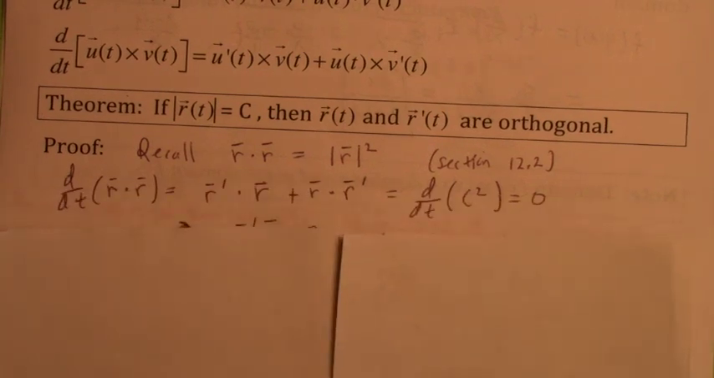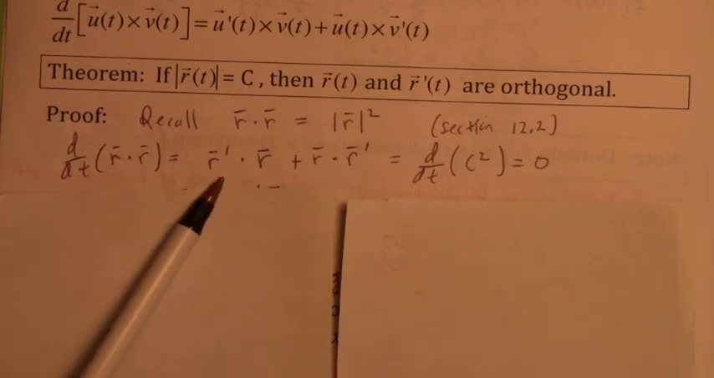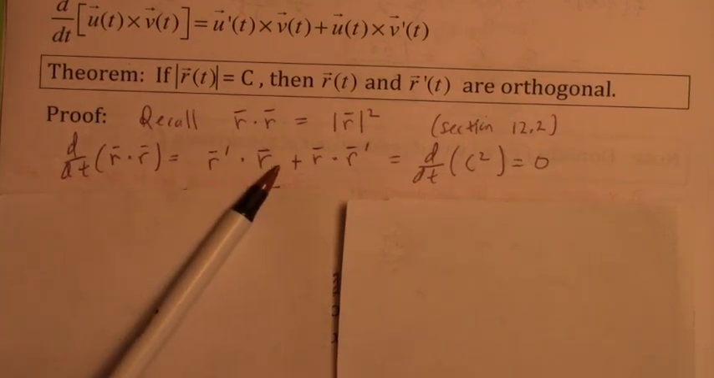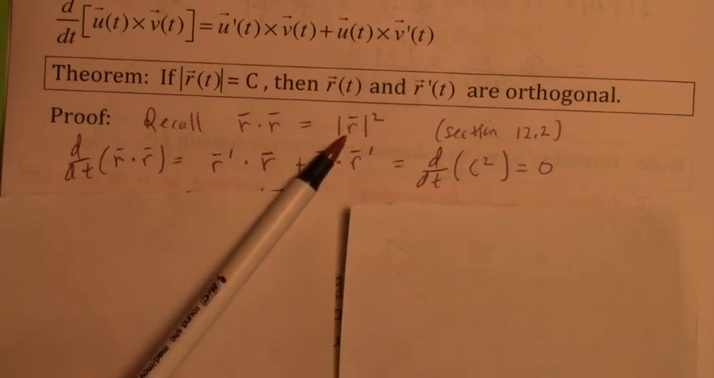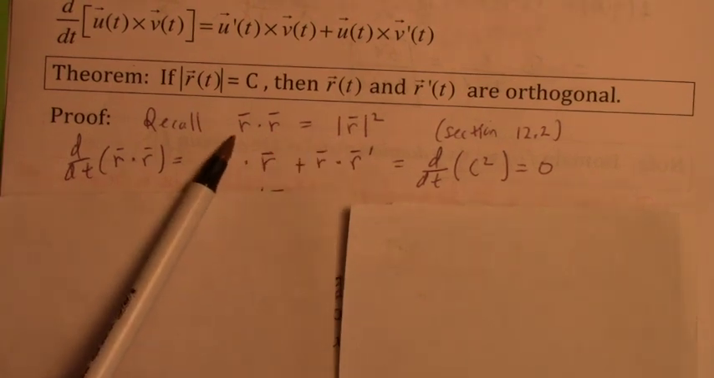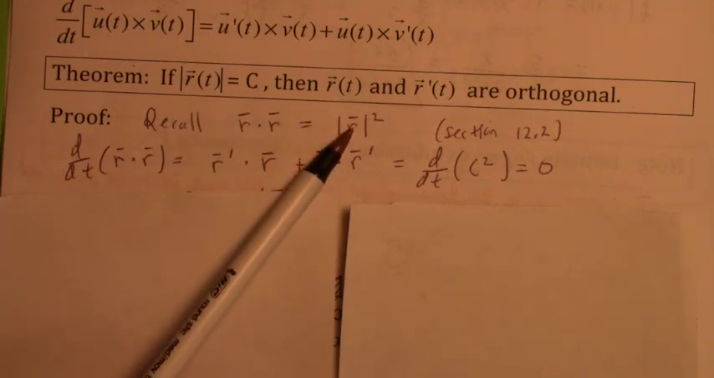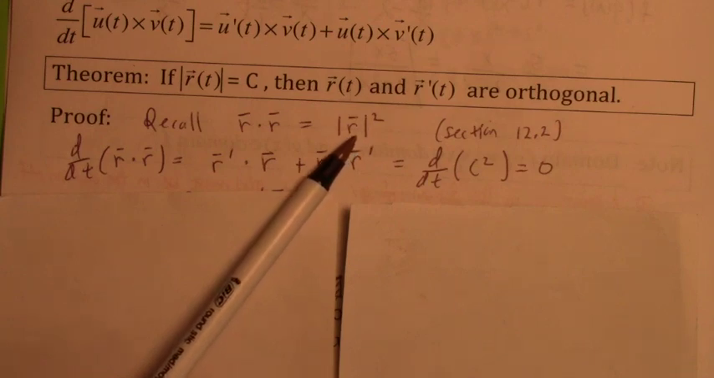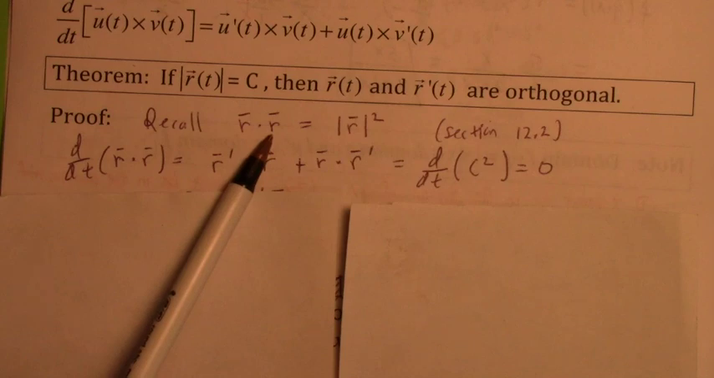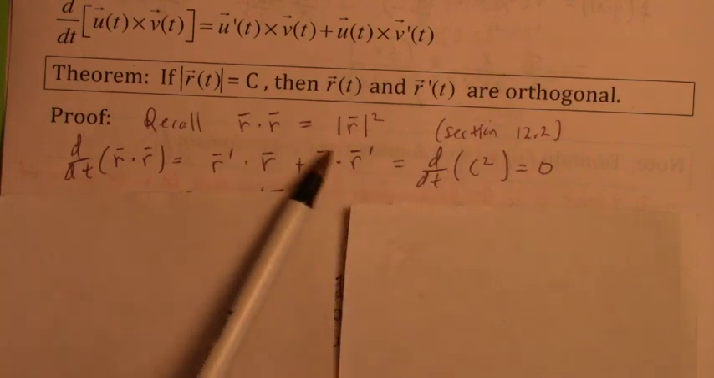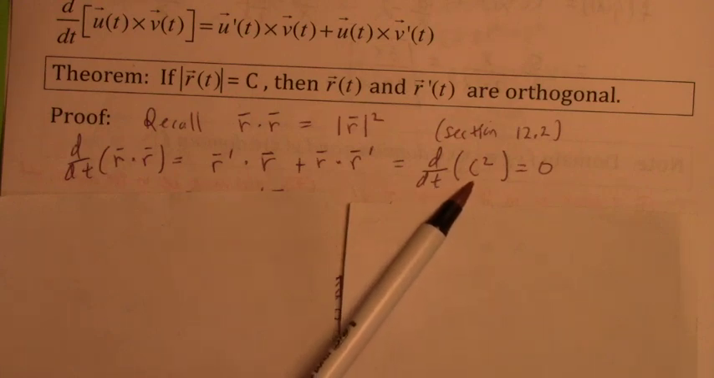Okay, so then what we're going to do is take the derivative of r dot r, and by the product rule we just talked about, it's r prime dot r plus r dot r prime. But if r has constant magnitude, then isn't the magnitude squared going to be c squared? So the derivative of the left side equals the derivative of the right side. Well, the derivative of the right side is just the derivative of c squared, which is 0, right?